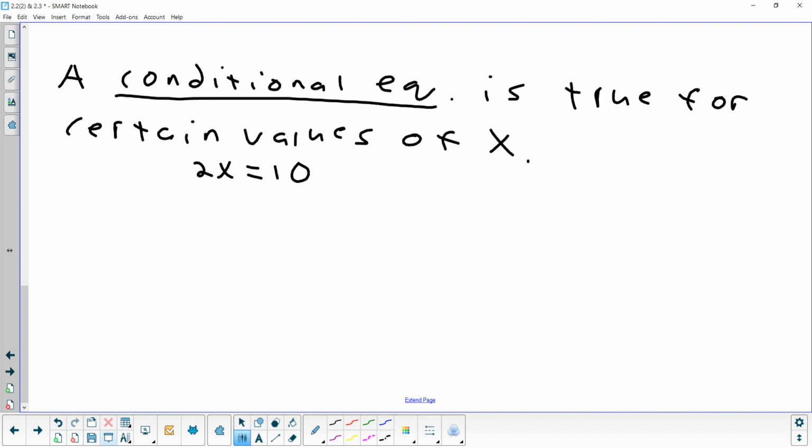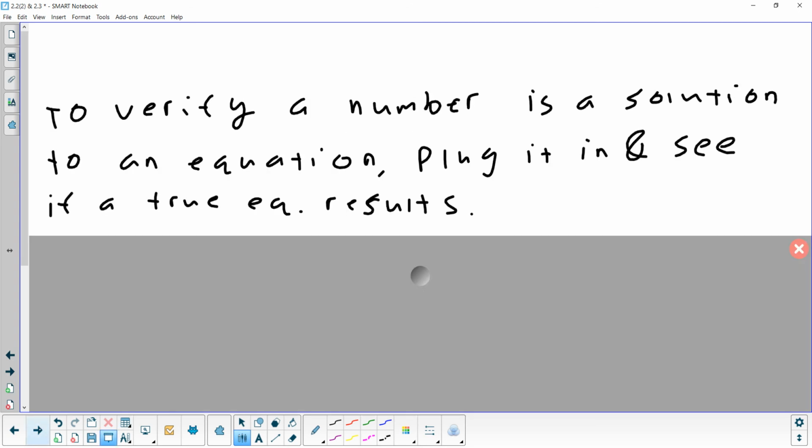Okay, any questions on any of those terms? Identity, conditional equation, equation. So to check and see if a number is a solution to an equation, you take that number, you plug it back in for all the variables, and you see if you get a true result.